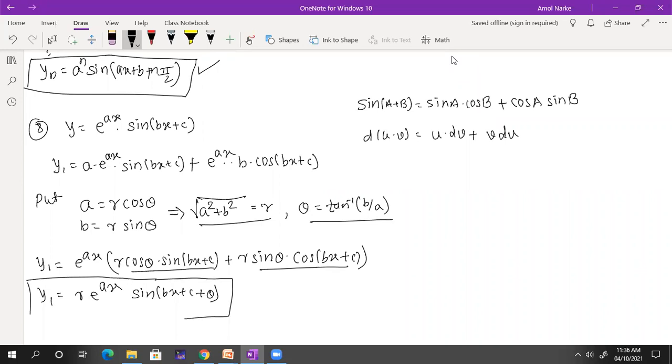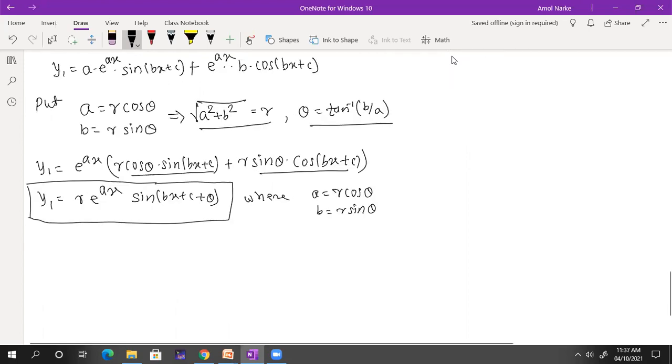But here you have substituted something, where the value of a is nothing but r cos theta and b is nothing but r sin theta. That is what we have substituted. Yes or no? So similarly, I will get my y2, which you need to do as homework. How am I getting this one? bx plus c plus 2 theta. Can someone tell me how I am getting 2 theta here?